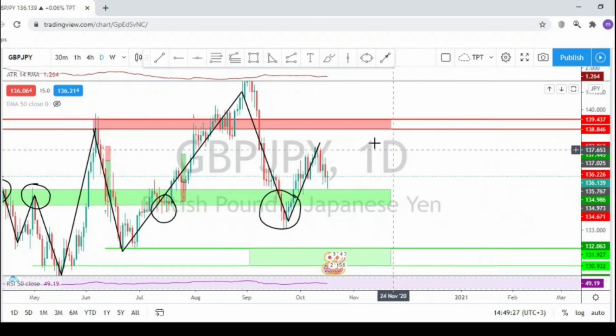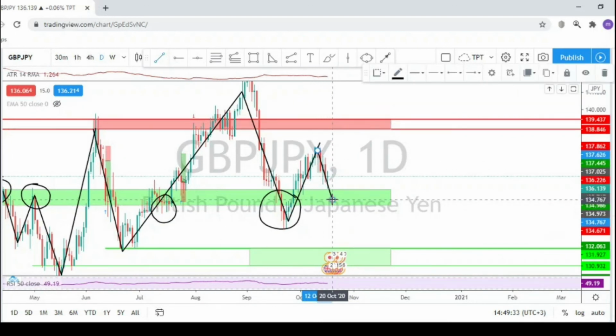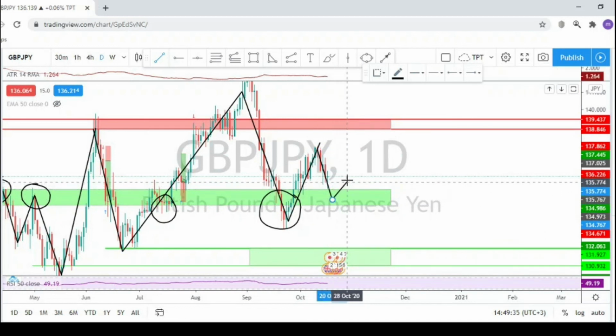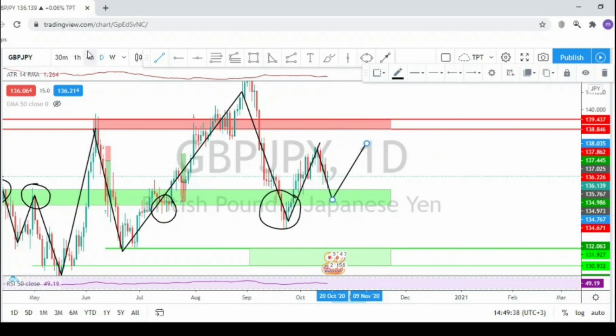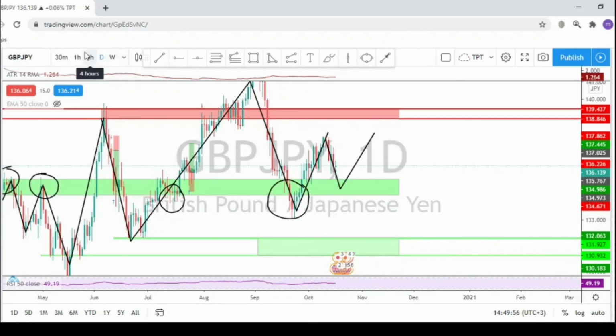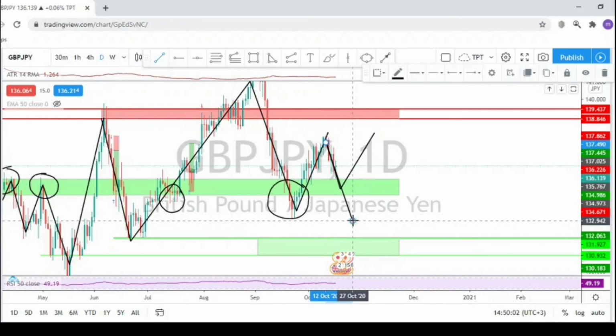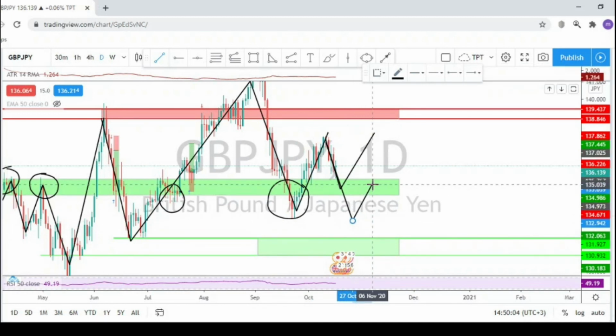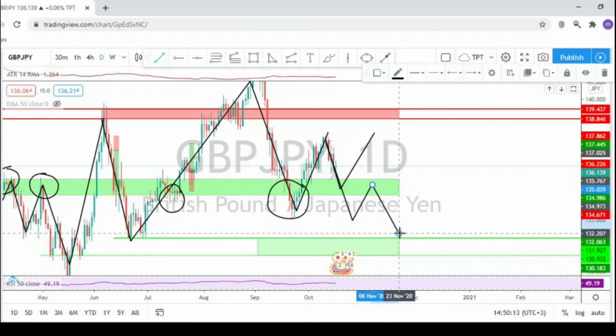So what I will do next week, when I find a complete pullback to this green zone, I will look for a buy opportunity by going to a lower time frame and looking for an indication of buying. If this market doesn't do as I have described, I will wait for this market to break below this level of structure, and once it does that, I'll wait for a pullback at it and expect this market to go to the downside. So these are my predictions for next week.